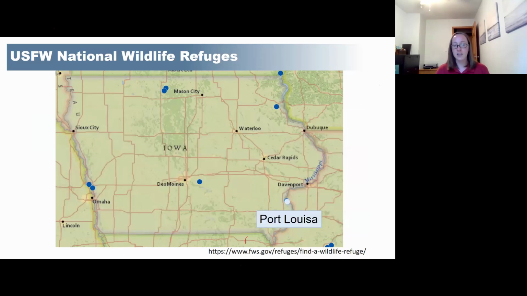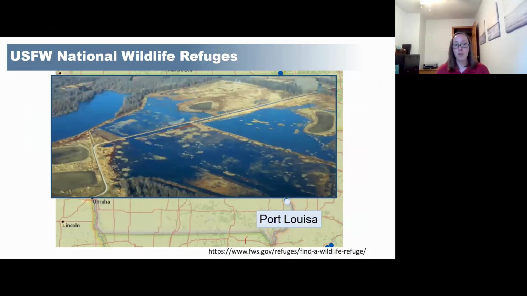And then in the southeastern corner of the state, we have Port Louisa. Port Louisa is directly along the Mississippi River. It contains not only multiple wetlands, but multiple types of wetland habitat. So you can see there's some emergent marsh habitat. This is probably managed for water levels for things like wildlife. And then there's also bottomland hardwood forest or riverine habitat right along the Mississippi River.